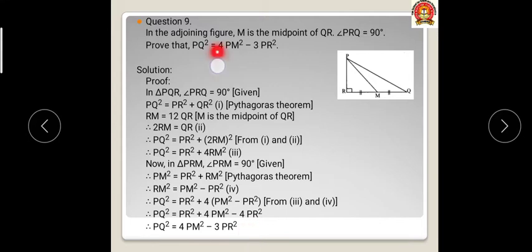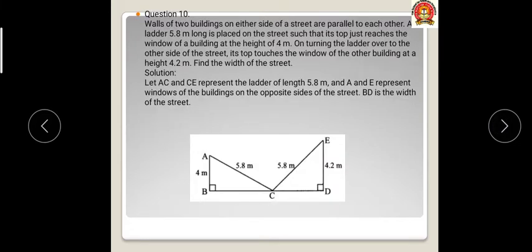Now observe what we have to prove. We got the answer. Okay students, we just used the Pythagoras theorem and the given thing. What is given? M is a midpoint. These two concepts we used and we proved. Now the next question. This is also simple, beta.